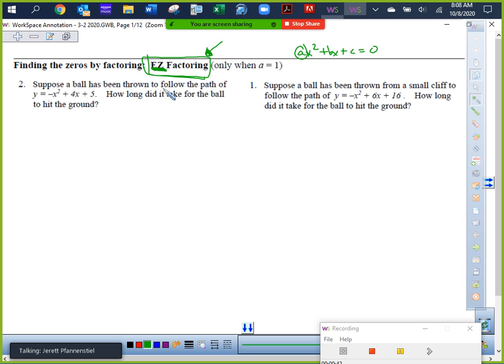But here's our problem. It says, suppose a ball has been thrown on the path of this. How long did it take for the ball to hit the ground? I cannot easy factor this. This is not easy factorable because the a value is not 1. The a value is -1. Can't do that. So what we're going to do is math magic.